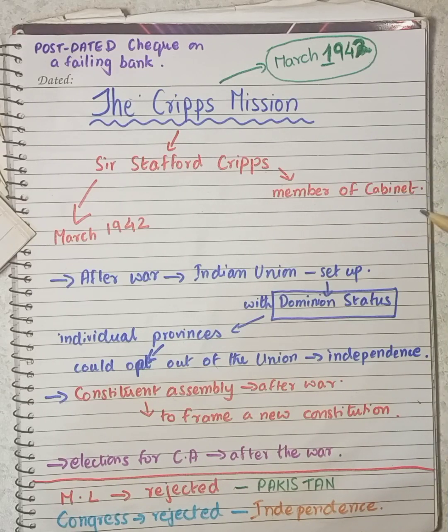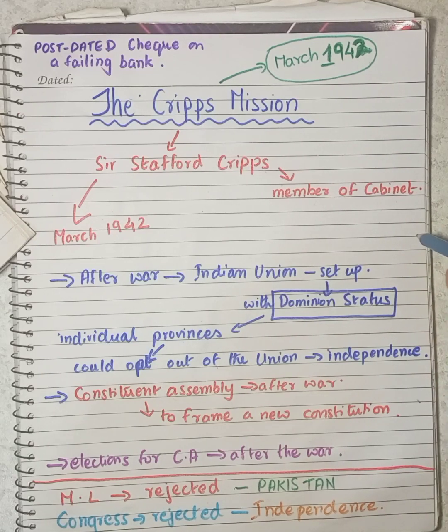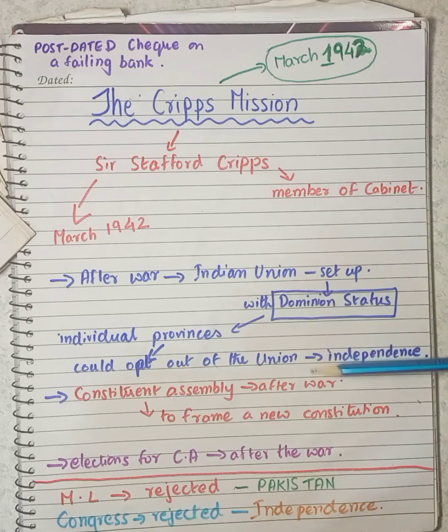This was because both the League and the Congress had decided not to support Great Britain in this war, because Great Britain had rejected their demands for complete independence. Moreover, they were anticipating that Great Britain, after the end of the Second World War, would go back on the promises that it was to make, because this was what had happened after the end of the First World War.